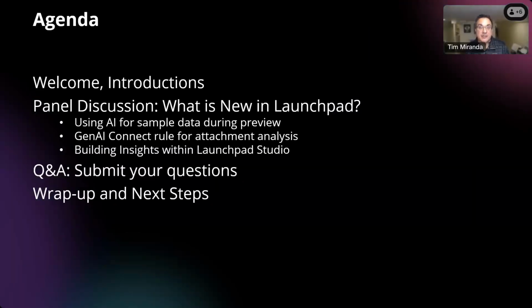The purpose of this call is to introduce some stuff that's new and exciting in Launchpad and some different ways of doing things. So we'll go through three topics today. A new ability to use AI to generate sample data when you're previewing your app, and a new capability with our GenAI Connect rule. And then finally, we'll talk about building insights within Launchpad Studio and the cool preview capabilities that we have.